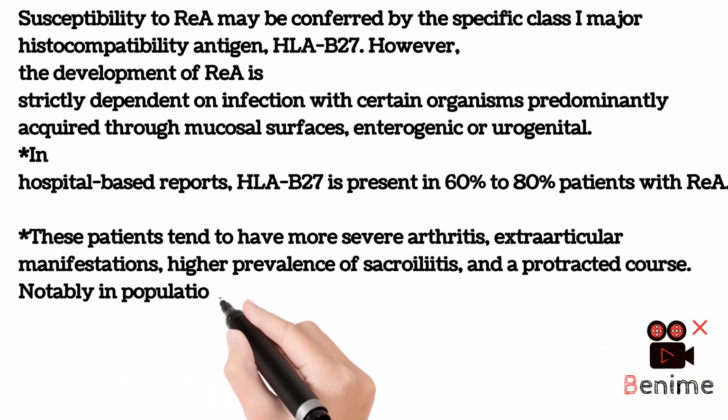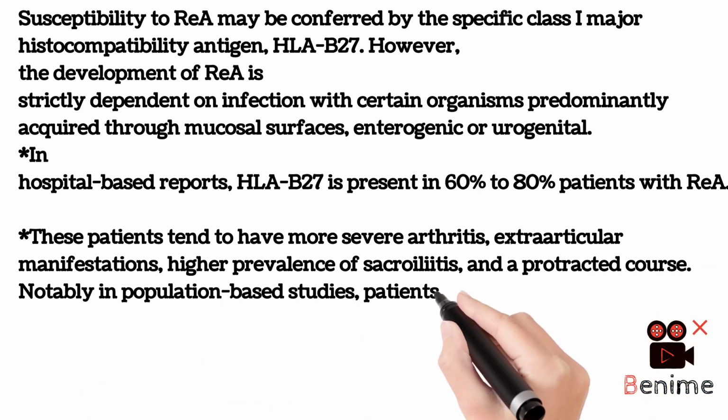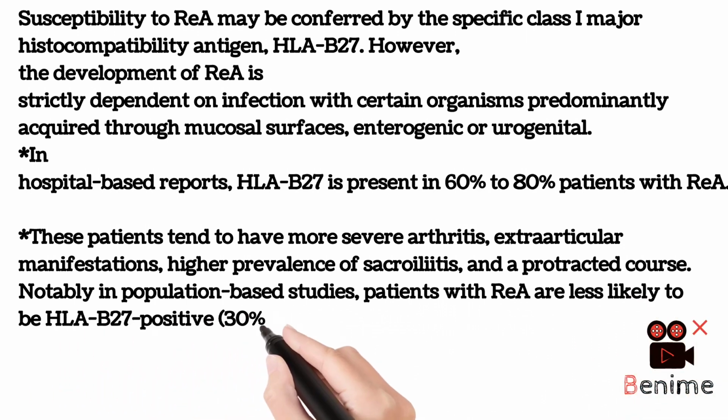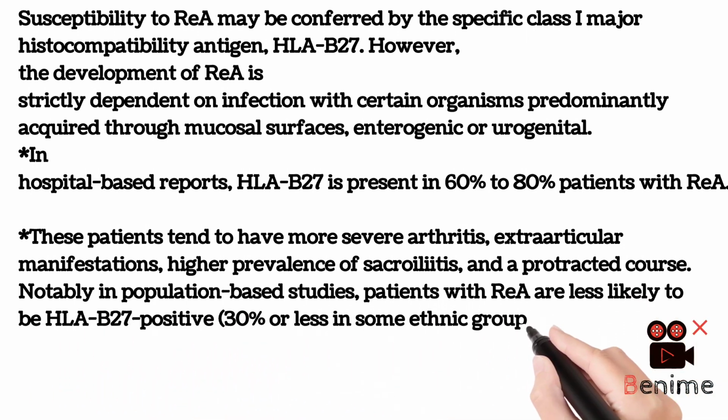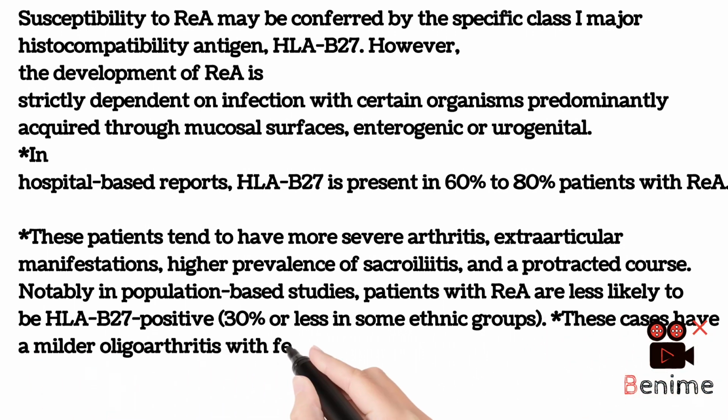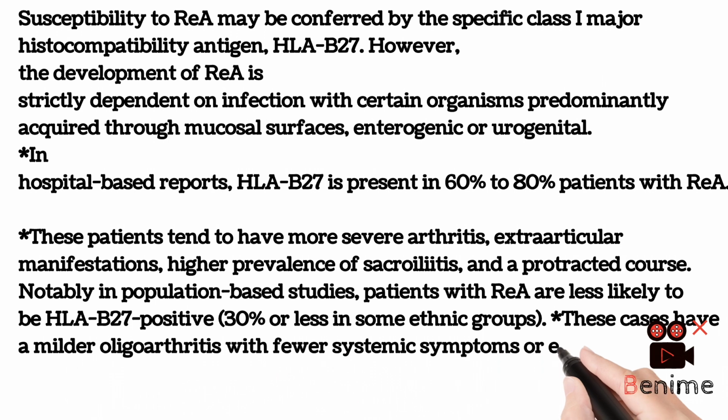Notably, in population-based studies, patients with reactive arthritis are less likely to be HLA-B27 positive, 30% or less in some ethnic groups. These cases have a milder oligoarthritis with fewer systemic symptoms or extraarticular manifestations.